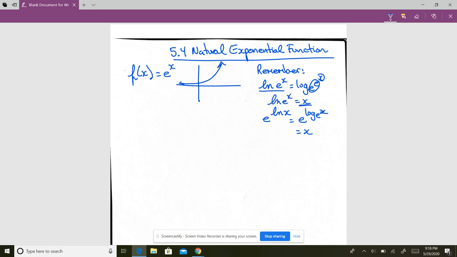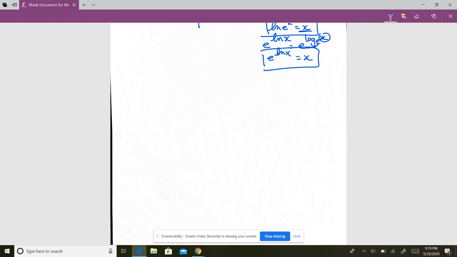Same thing if it's e to the power of natural log of x. That means e to the power of log base e of x. Again, bases match, it just becomes x. So e to the natural log of x is equal to x, and natural log of e to the x is equal to x. Okay, we're going to do a quick review of the natural logs here.